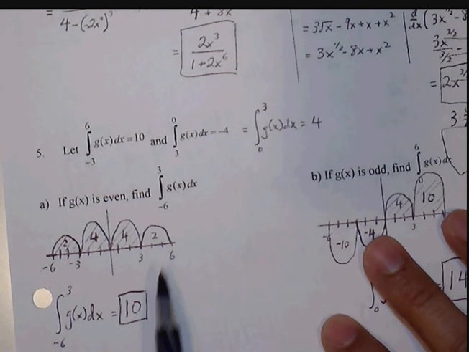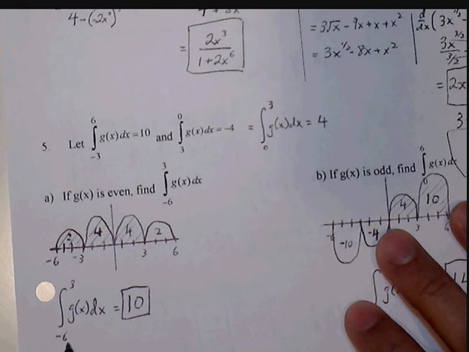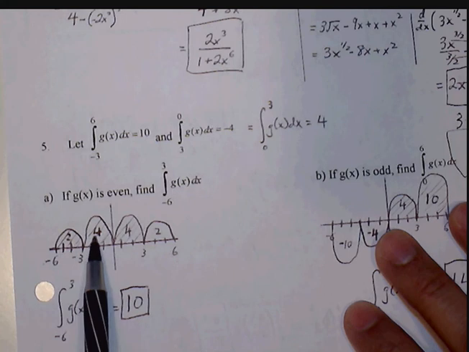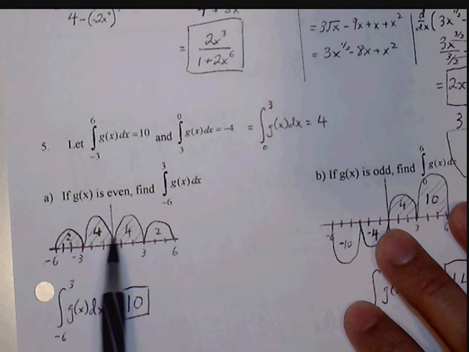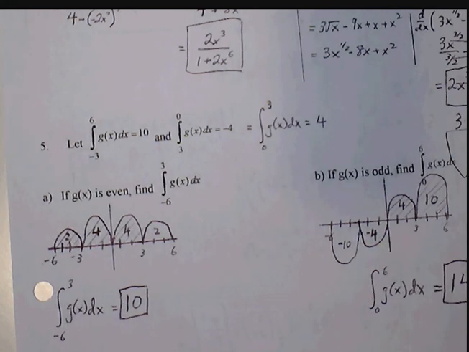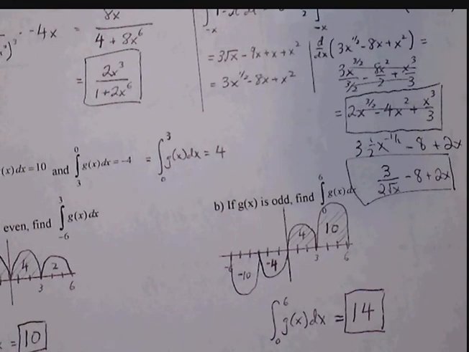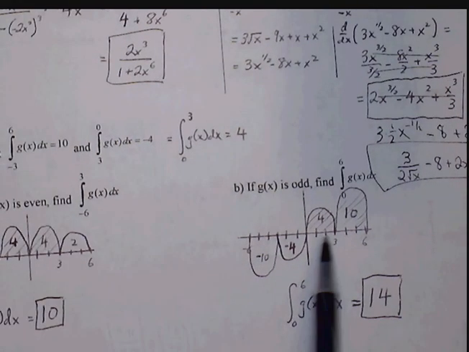So now we want to find the definite integral from negative 6 to 3. So negative 6 to 3, we simply add the definite integrals up. So 2 plus 4 plus 4 is simply equal to 10. Okay, part B. The conditions are the same, but now our function is odd.